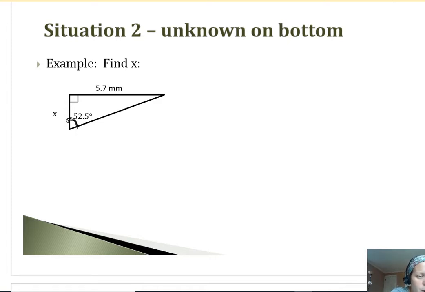Okay, so when we set this up, 52.5, there's my angle on the bottom. Do my labeling first, just like we were doing before. Always label first. Hypotenuse, opposite will be the 5.7, adjacent will be the x. So I know opposite, I want to know adjacent. So I look at my formulas, which one's opposite and adjacent, O and A.